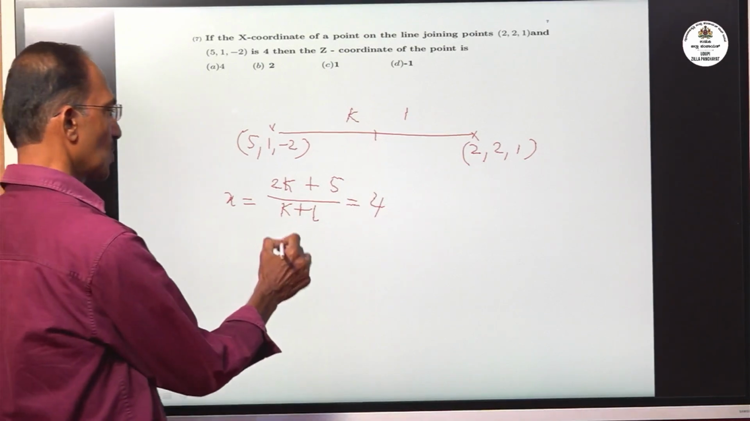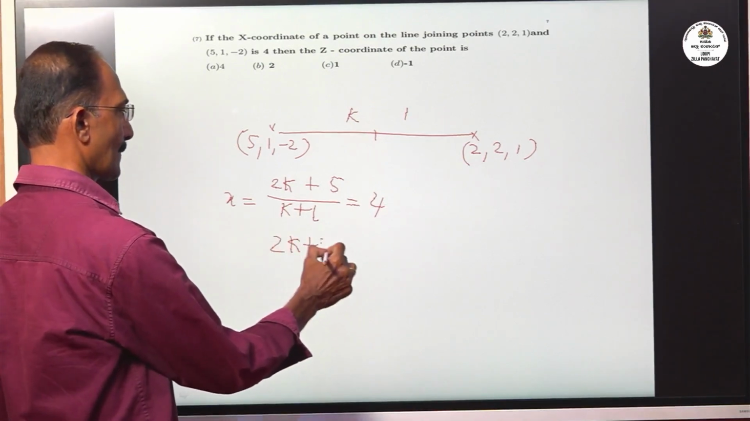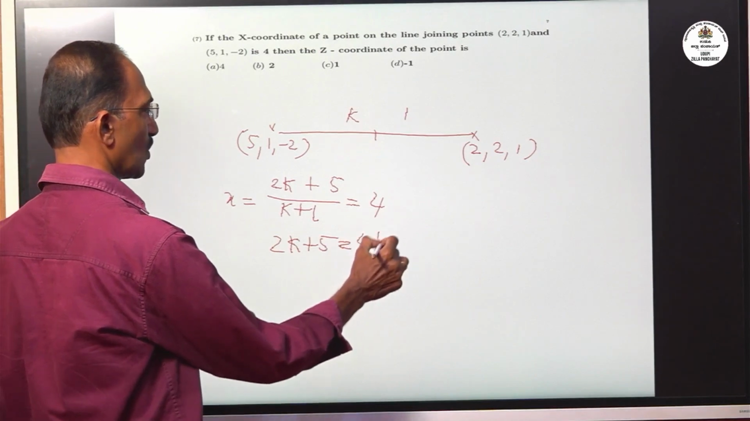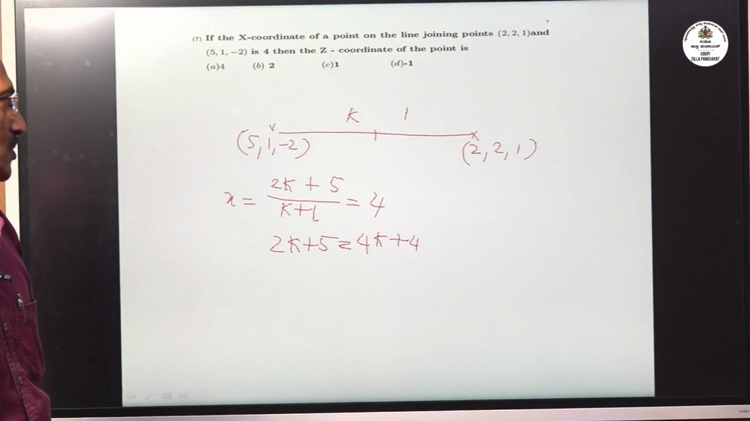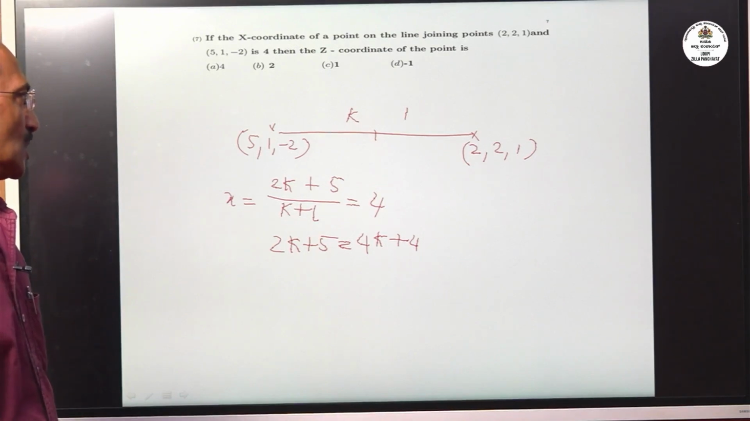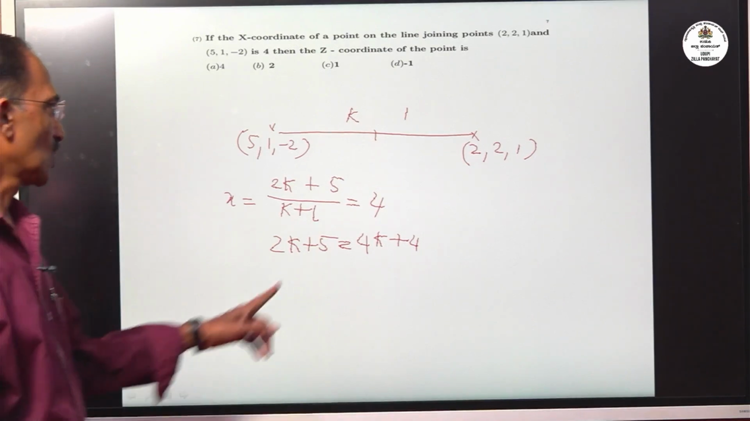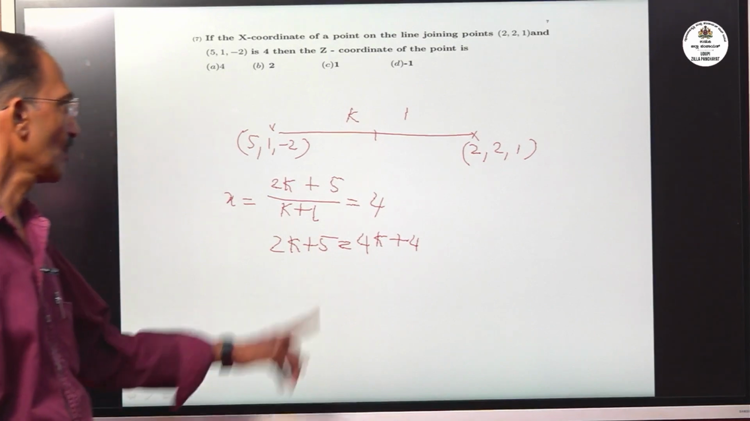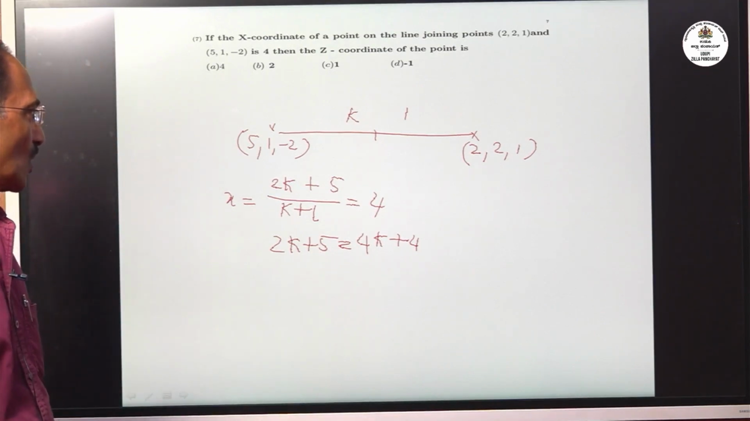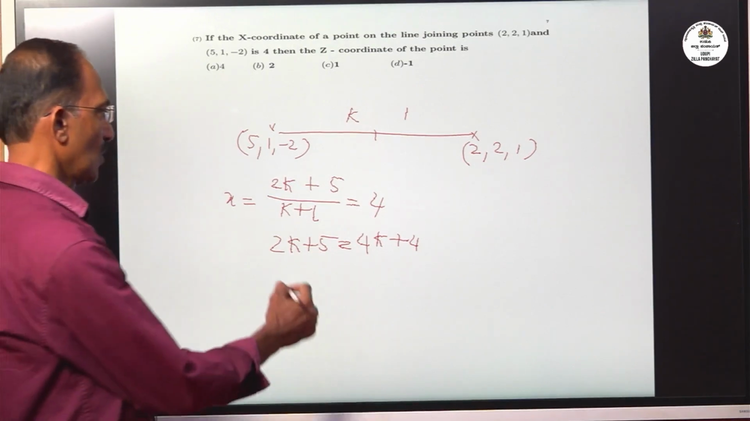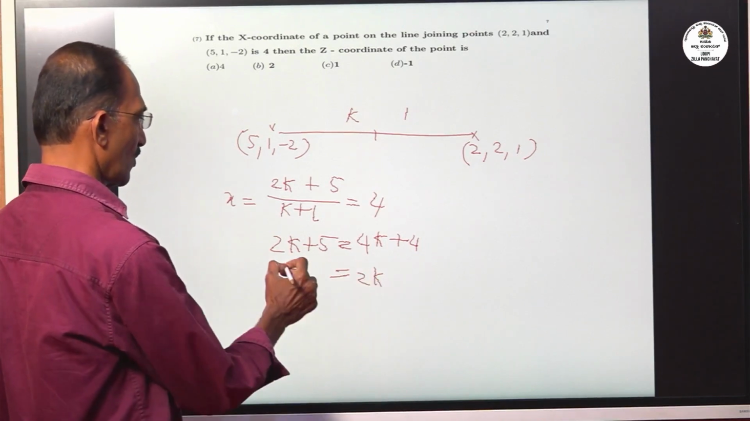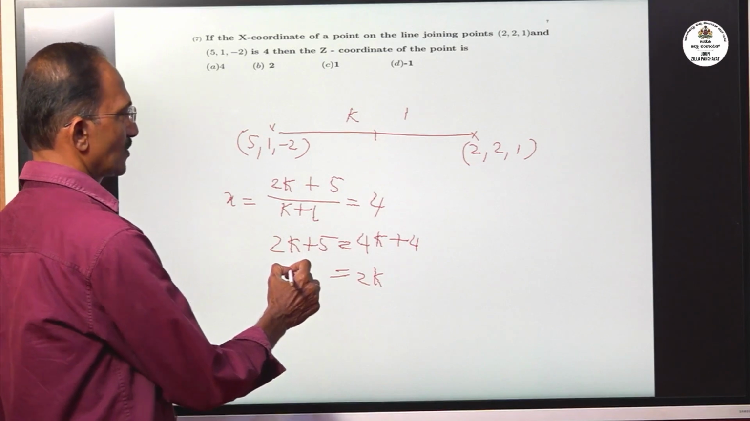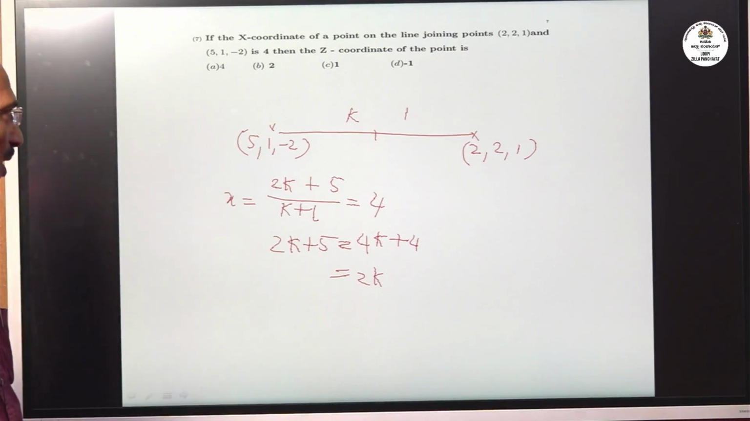So we have 2k plus 5 equals to 4k plus 4. So 4k, you are getting 2k and 4 minus 1, 1.